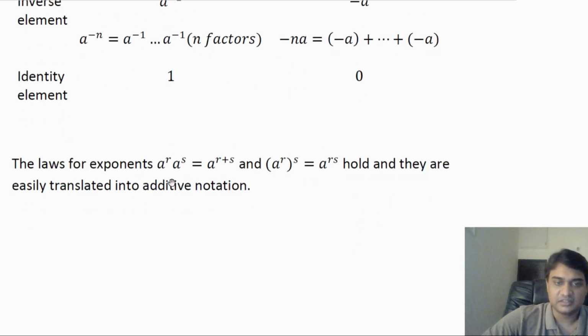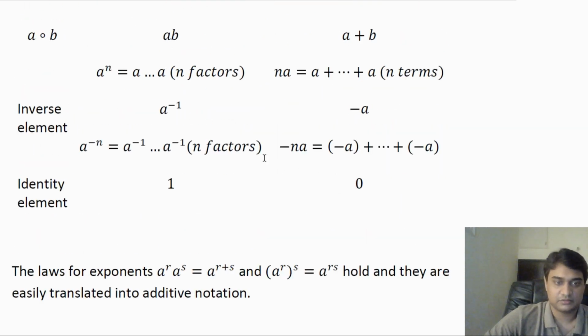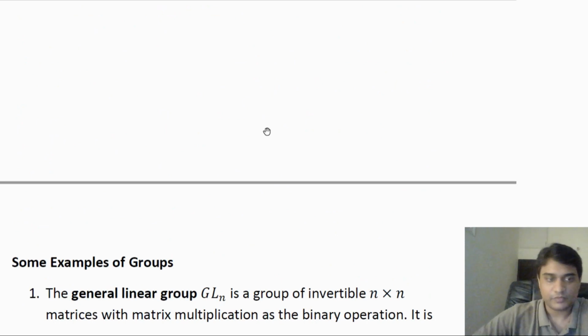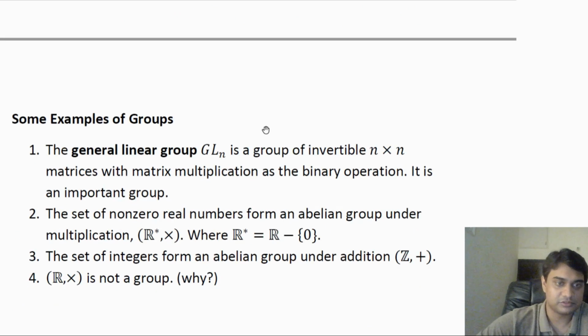And you can easily translate it to additive notation. For example, a to the r times a to the s becomes ra plus sa, which equals (r plus s) times a. So it's quite easy to translate from one notation to another, and you should be familiarizing yourself with this, right? Okay, so next, let's move on to some examples of groups.